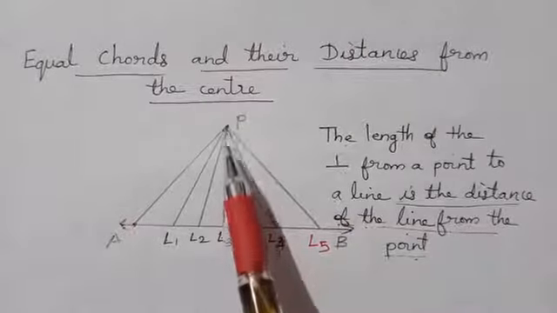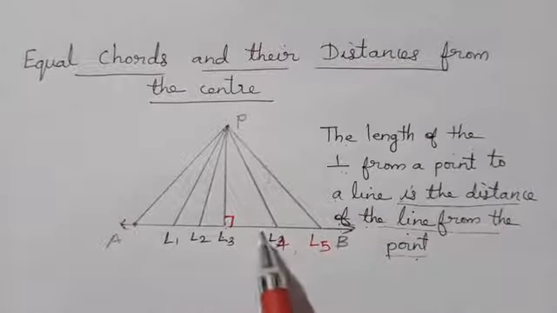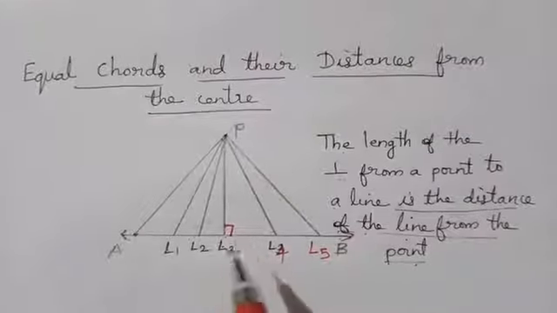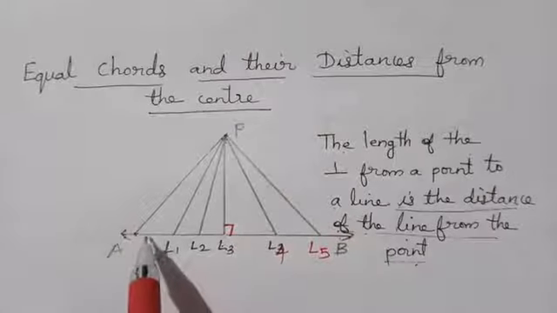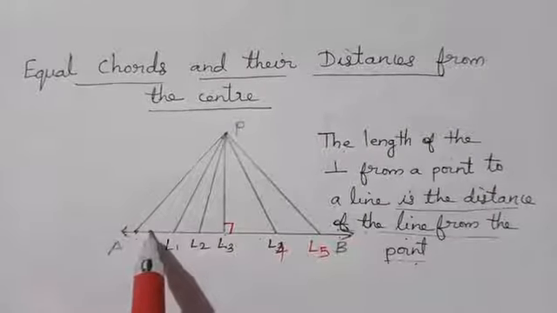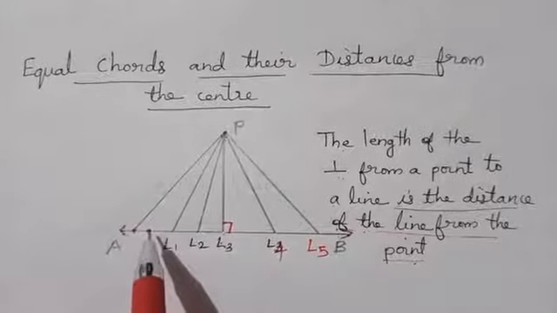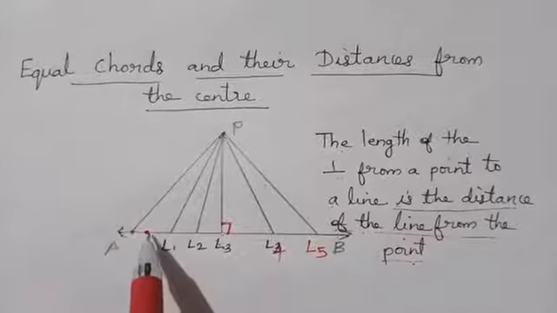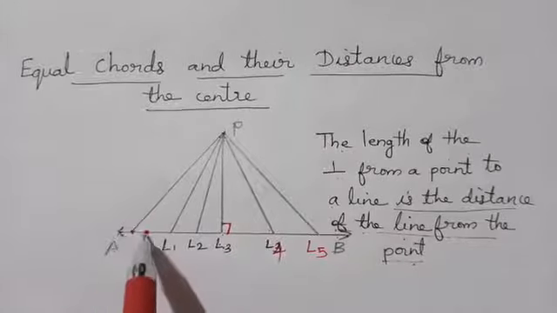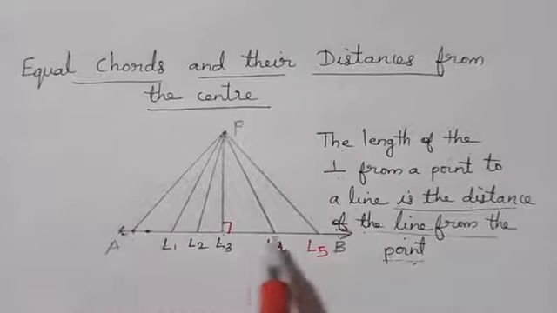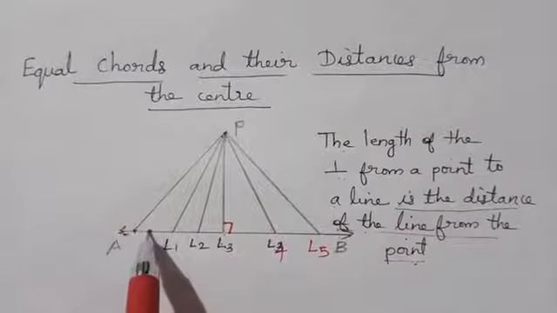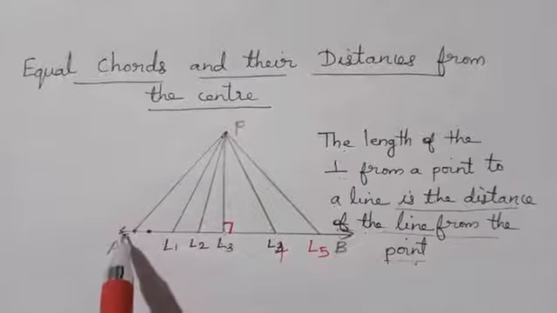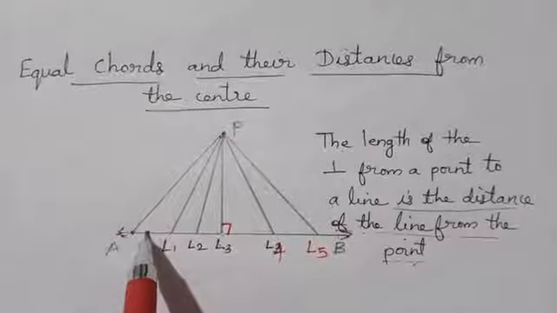If the point lies on the line, that means if the point lies here, the distance of the line from the point is 0. That means the point is on this line only. So the distance between the line and the point is 0.